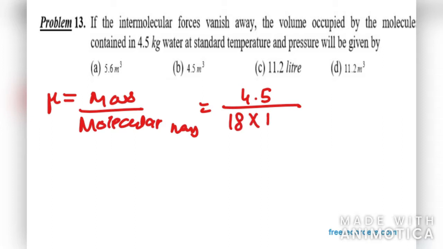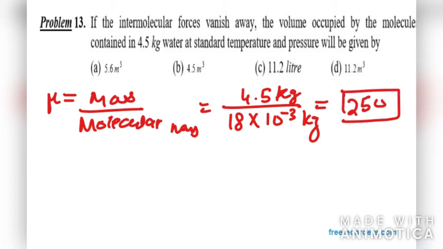I need to convert that into kg. After solving this, you will get mu as 250. That means number of moles per unit volume, or you can say number of molecules per unit volume, or you can say number density of gas. So it will be 250 in this case.